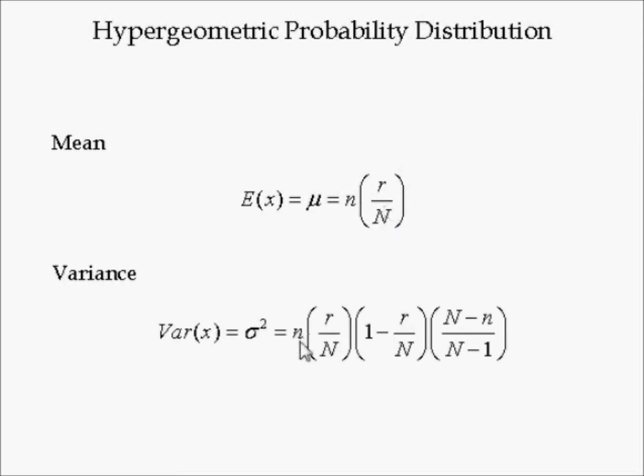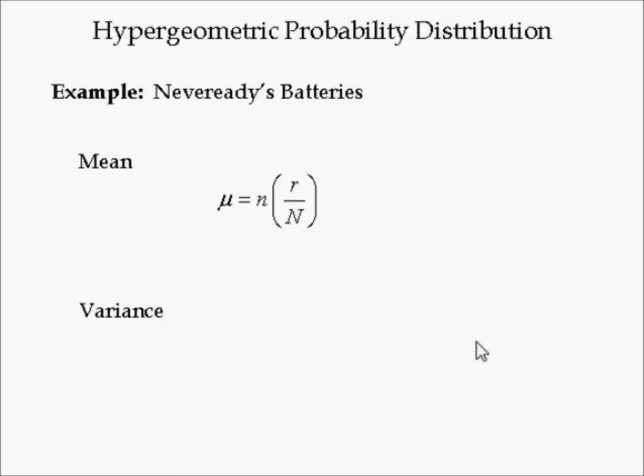The variance is a little different. Remember, you can think of this as p, so you've got 1 minus p. So this part of the variance is the same as binomial. However, this is not equal to 1, unless N is very large. If capital N is really, really big relative to the number in the sample, then this is going to be close to 1.